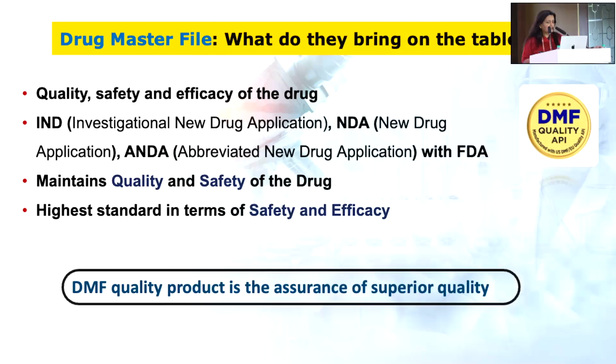Now, the drug master file, what does it bring to the table? Basically, it brings quality, safety, and efficacy of the drug. And there is an investigational new drug application, or a new drug application, or an abbreviated new drug application, which is actually with the FDA. And that is there for every drug. As far as in the US it is concerned, it is there with the Food and Drug Administration. And this maintains the quality and the safety of the drug, and also gives the highest standard in terms of safety and efficacy. And DMF quality product is the assurance of the superior quality.